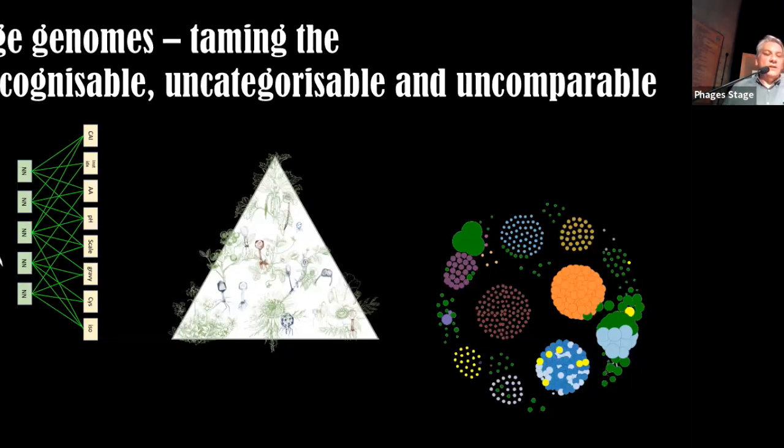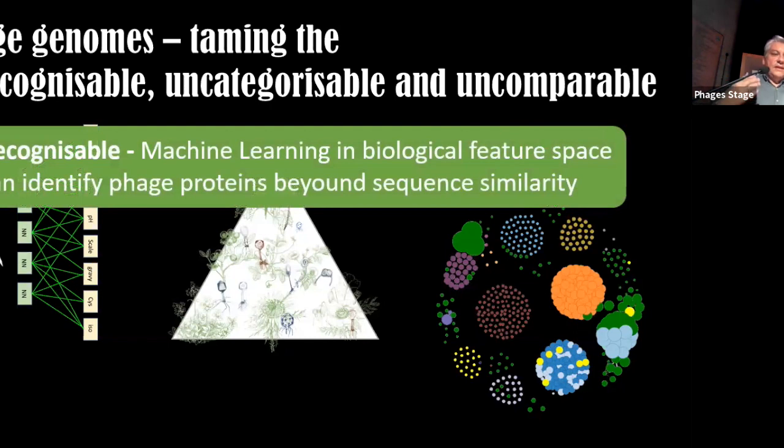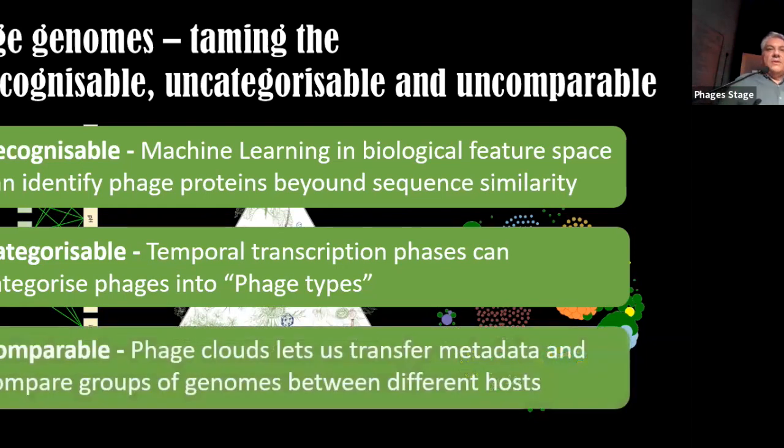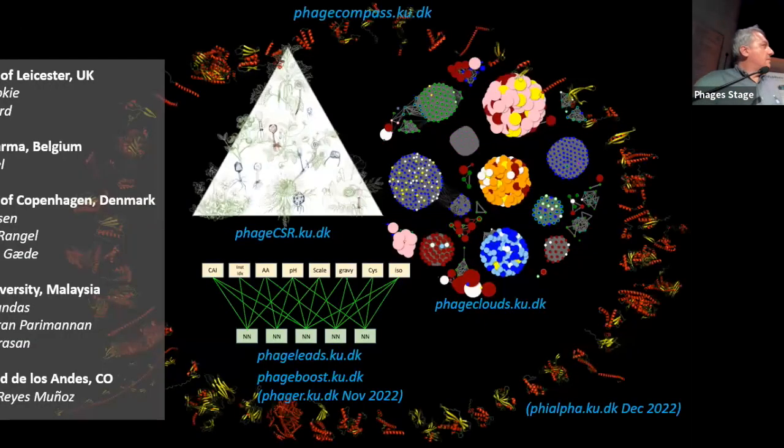This is the concept we tried to tell you about. We can start making machines recognize things by using a specific type of machine learning, biological feature space. We can start categorizing by looking at the transcription phases and putting phages into phage types. And we can start comparing, hopefully, when we get all the network graph comparisons up and running. And here's an acknowledgement of people who have been part of that and the links to all the different predictors and online tools. With that, I thank you for your attention and can answer some questions.